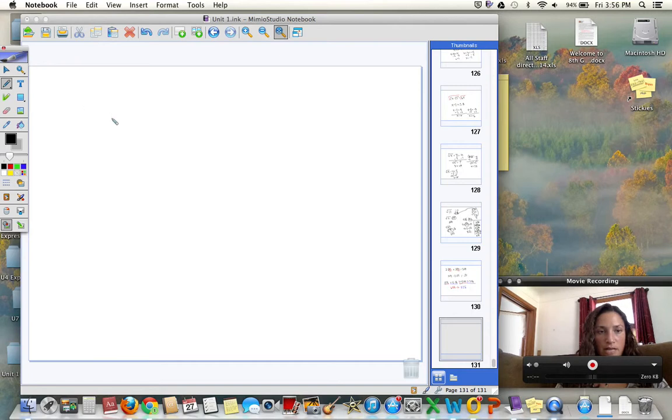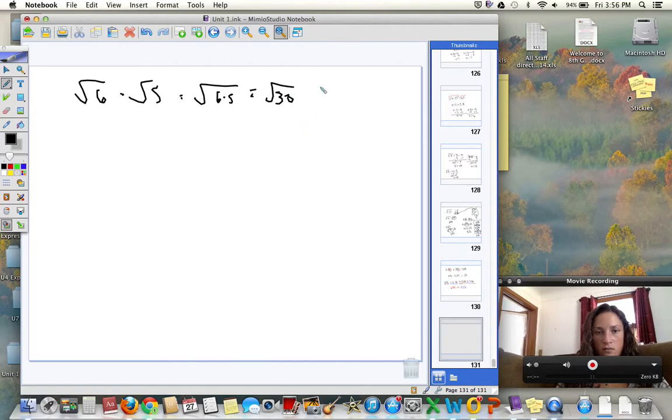Let's look at multiplying. Root 6 times root 5. Whatever's underneath, you just multiply them together. Put them under the same root. And then we think, can I simplify this anymore? Let's think. I have 10 times 3, 6 times 5, 2 times 15. None of those work. I'm done. That's my final answer.